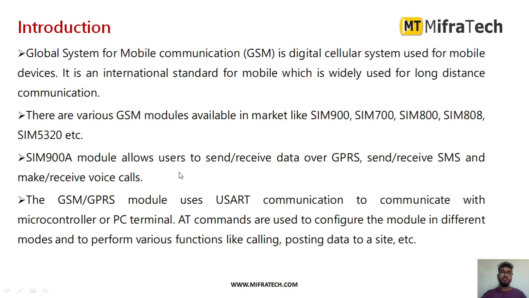The SIM 900A is a module which allows the user to send or receive data over GPRS, or send or receive SMS, and we can also make and receive voice calls through this SIM 900A GSM module. The GSM module uses USART communication in order to communicate with a microcontroller or a PC terminal. Mainly we use AT commands to configure the module in different modes and to perform various functions like calling, or sending and receiving SMS. You can control and select them using AT commands.